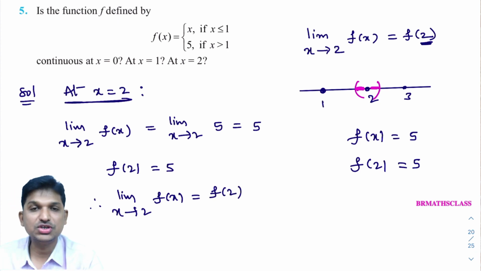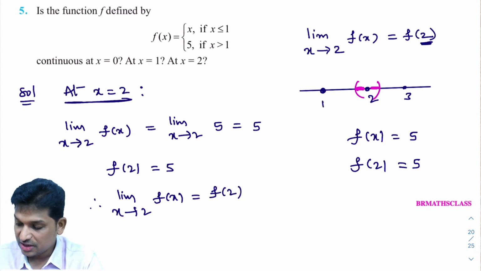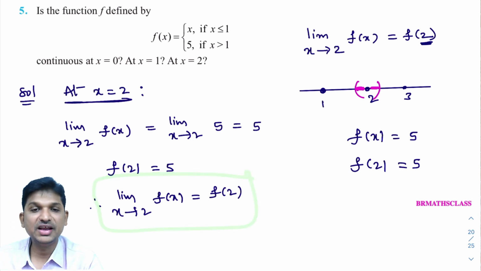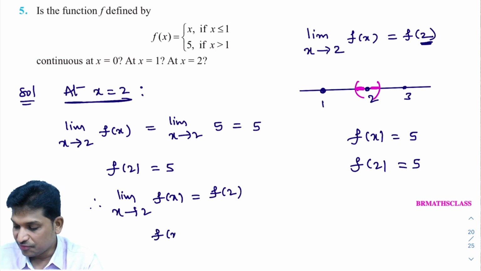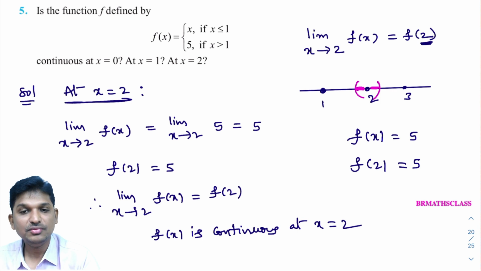So what is the conclusion? Limit x approaches 2, f of x equals f of 2. When I got this step, what can I say? I can say that f of x is continuous at x equal to 2.